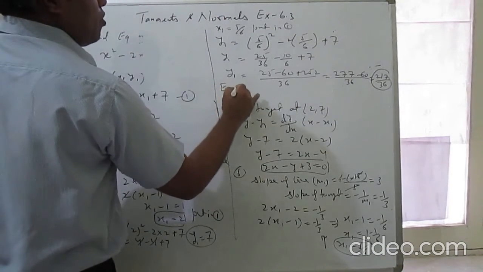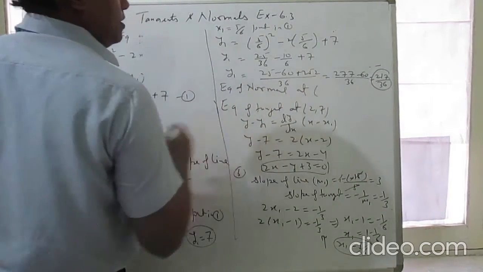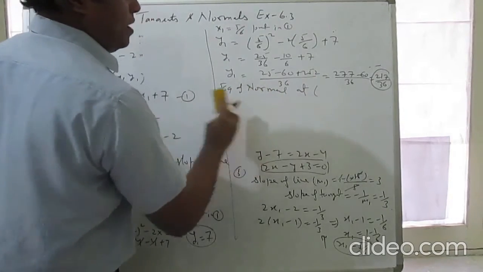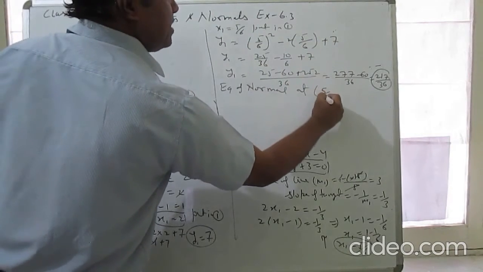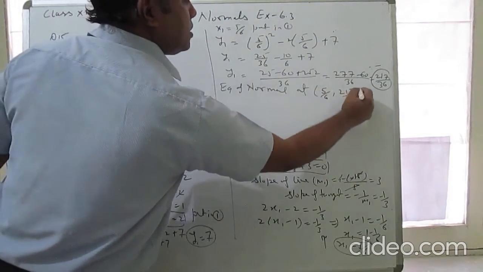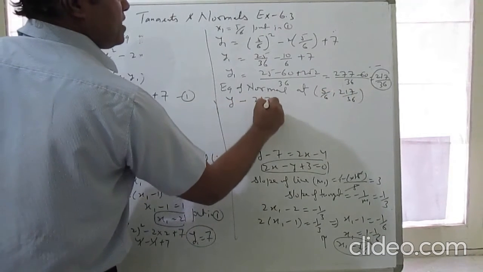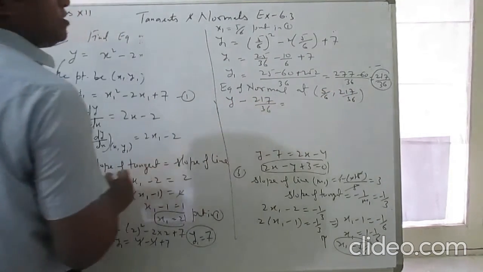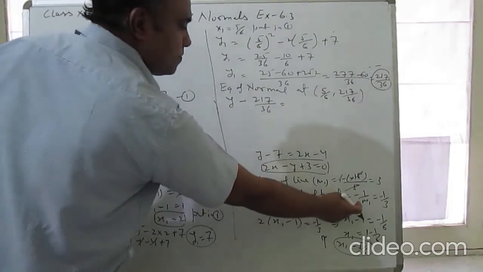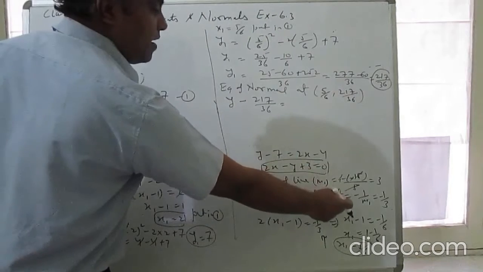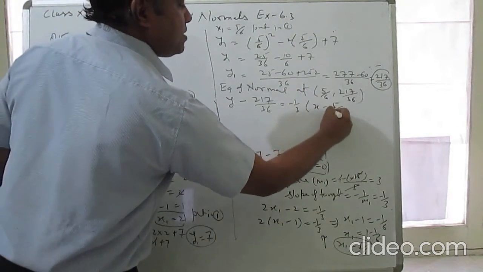So equation of normal at which point will we take? Equation of normal at x, what was it? 5 by 6, and y1 is 217 upon 36. So you can write y minus y1, that is 217 upon 36, and the slope of the line is minus 1 by 3, and x minus 5 by 6.